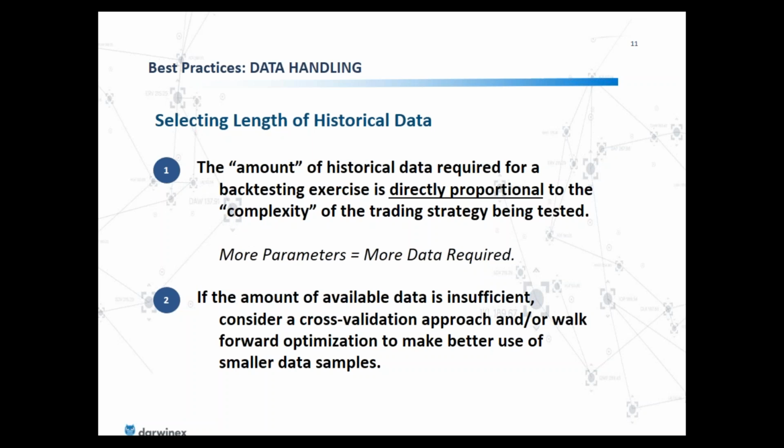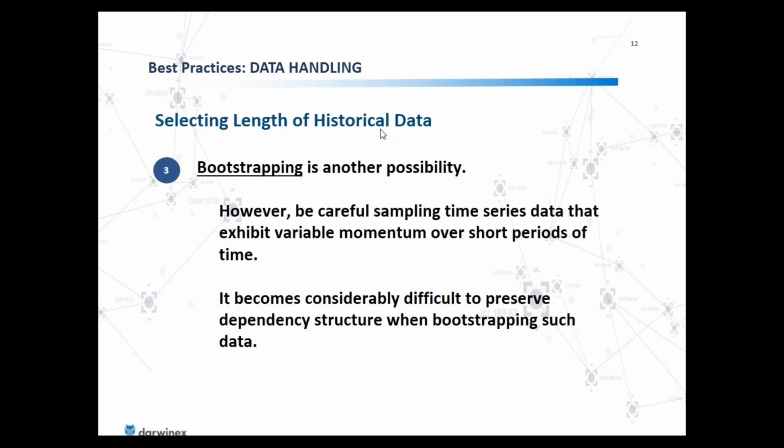And if the amount of available data is insufficient as the number of parameters grows, then there are other approaches that can be employed to make use of a smaller sample of data than is optimal. So these include cross-validation, and or walk-forward optimization, terms that you may have come across in the past. There is another approach called bootstrapping. This too is a possibility.